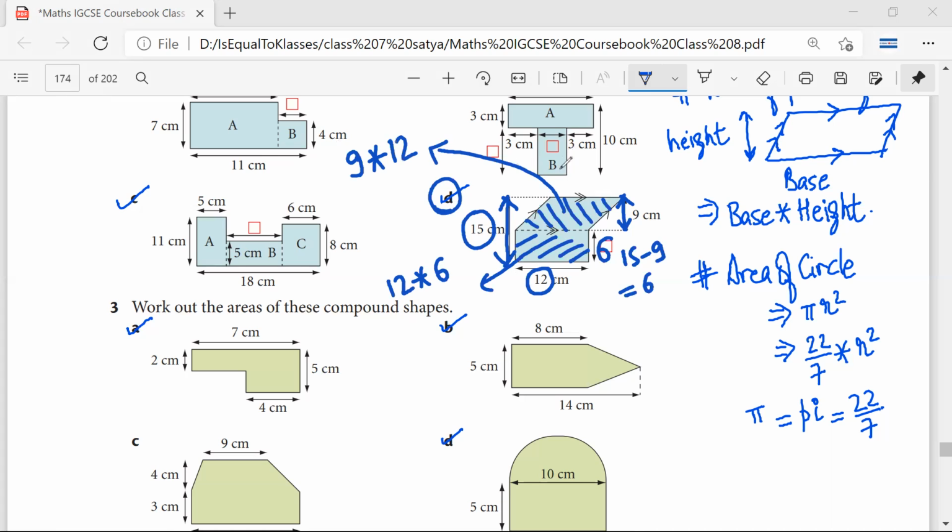Mr. Sarthak, have you understood? Yes, sir. See the area of the parallelogram. This is a parallelogram. The area of the parallelogram is given by base into height. Now the base is equal to 12. This is the base. And the height is 9. So 12 into 9. This would be 108. And then we have the rectangle. The rectangle is simple. The rectangle is 12 into 6. So this would be 72. And therefore the total would be 180.